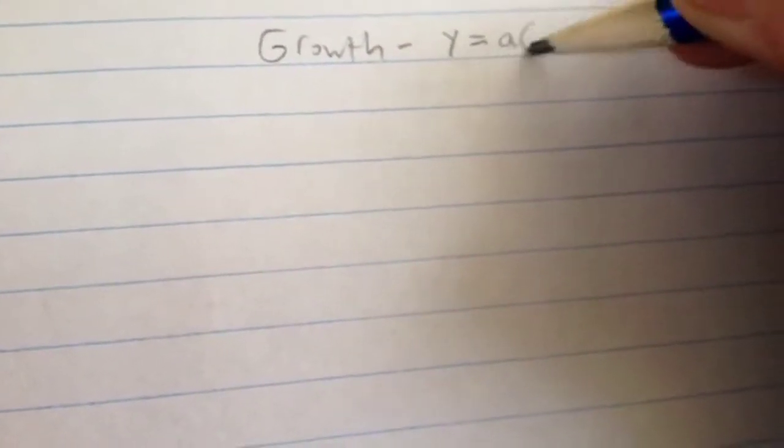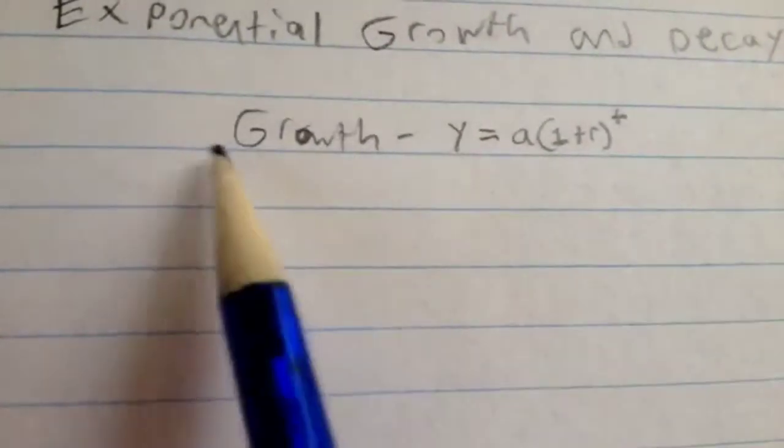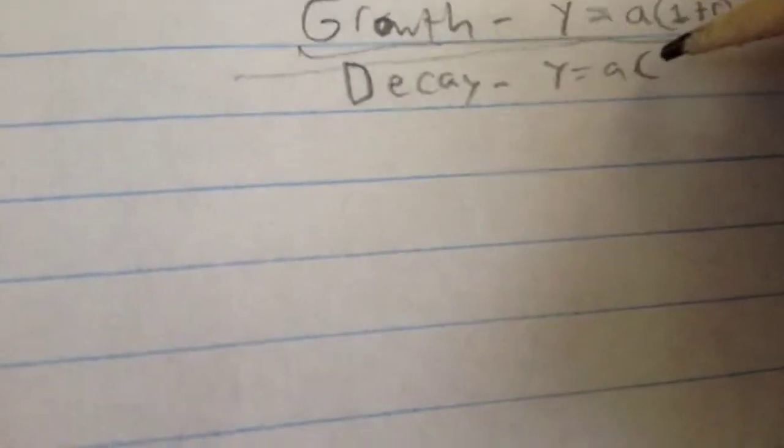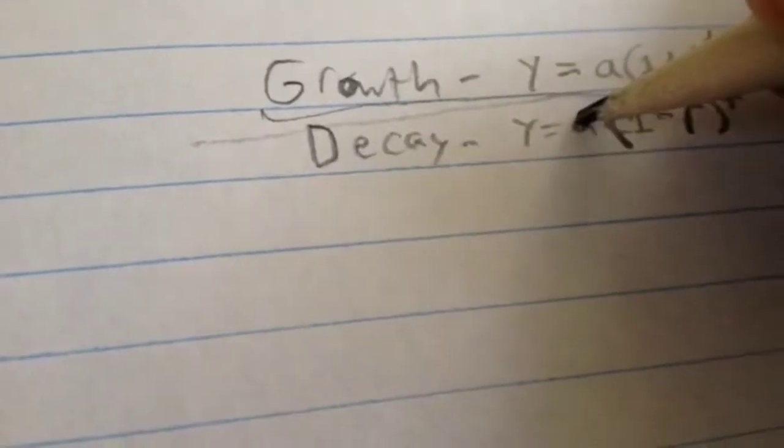Anyways, exponential growth and decay are two different versions of the same formula. Basically, for exponential growth, it's y equals a(1 plus r) to the t, and for exponential decay, it's a(1 minus r) to the t.